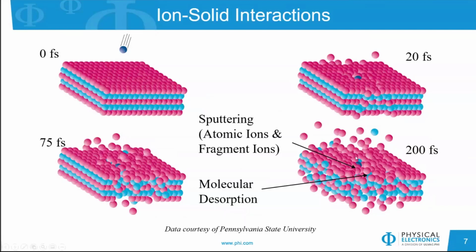One thing to note about the sputtering process is that the vast majority of the particles generated are neutral, so you're only looking at a small percent of the material coming off of your sample.